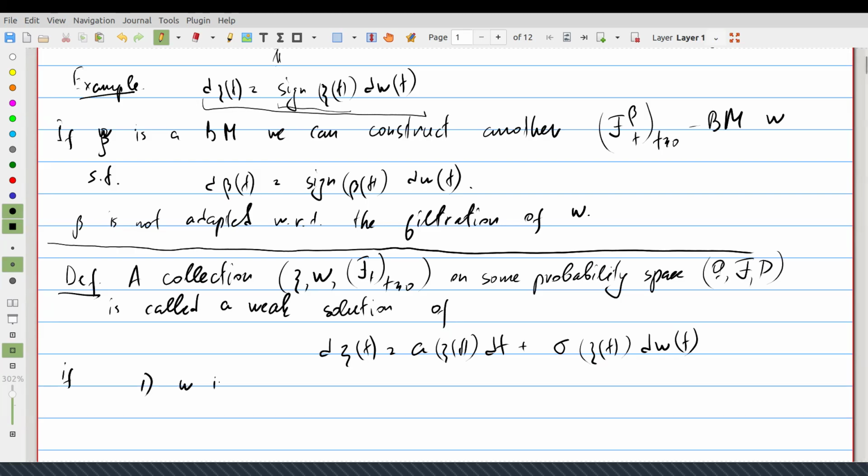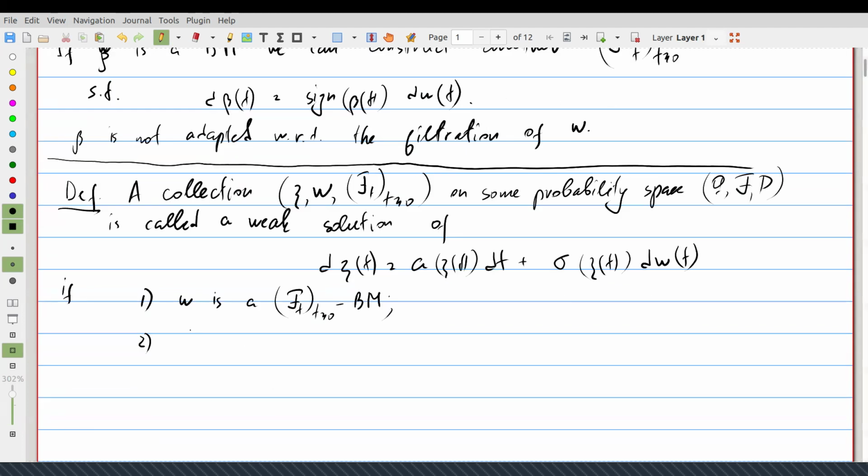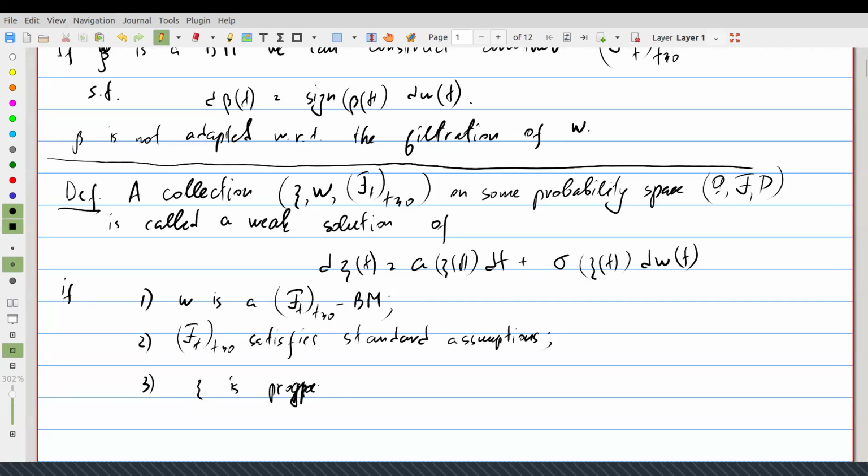If W is a Brownian motion with respect to this filtration, this filtration is good enough, so it satisfies standard assumptions, which is right continuity and being augmented by null sets. This is technical, obviously. And psi is progressive with respect to this filtration. And the equation holds, in the sense that all integrals are defined.